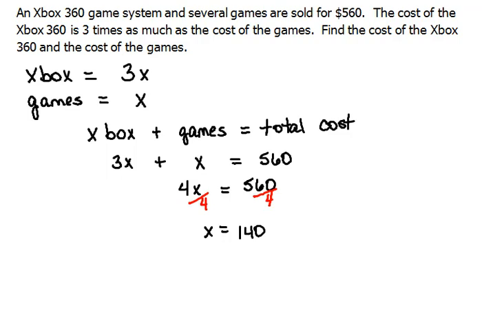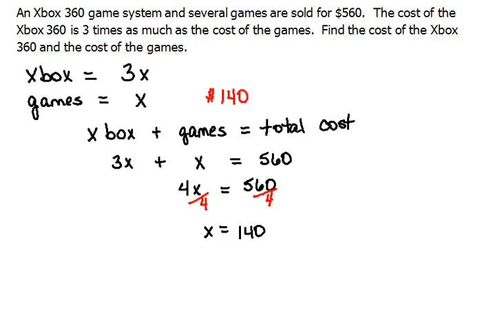Now let's go back up and reread the problem because we're not done. Okay, so this game system and the games are $560. The cost of the system is 3 times as much as the cost of the games. Find the cost of the Xbox 360 and the cost of the games. So we're not done. We've not finished this problem.